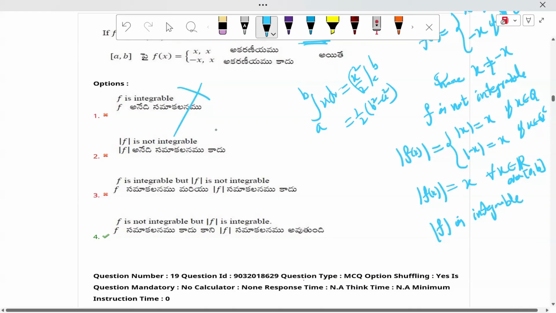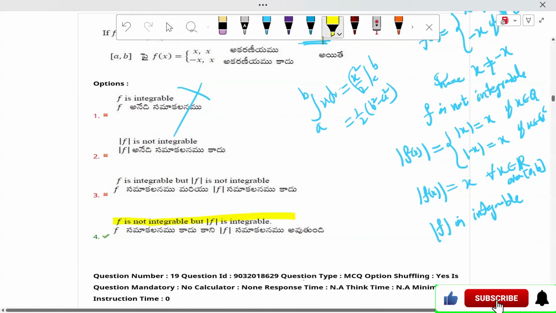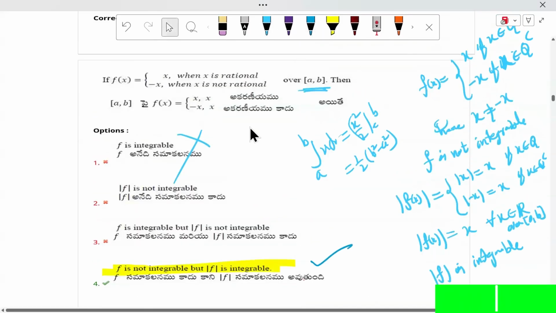కానీ f ఇంటిగ్రబుల్ కాదు. అంటే f is not integrable. బట్ ఇక చూడండి, f is not integrable, mod f is integrable. సో ఆప్షన్ 3 is the right answer. Is it clear? This question is clear in the 4th unit.